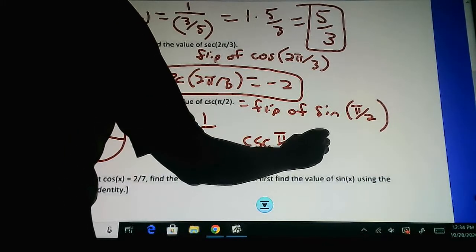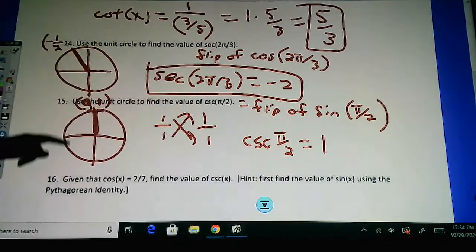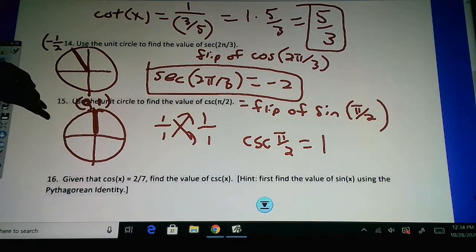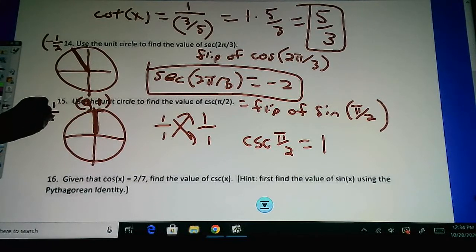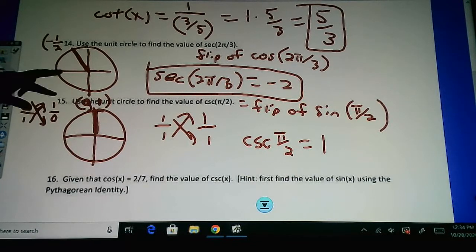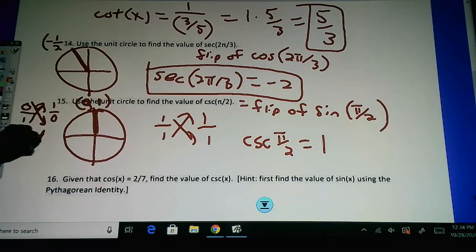pi halves equals 1. By the way, if you ever have to flip 0, you're going to get undefined. The flip of 0 is undefined, because you're going to get 1 over 0, and that's going to be undefined. That doesn't happen here, but it might happen on the test. If they want you to flip 0, you're going to get an undefined answer. But the flip of 1 is going to be 1. The flip of negative 1 will also be 1.